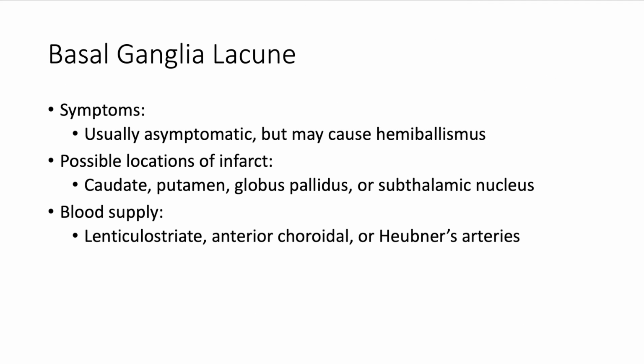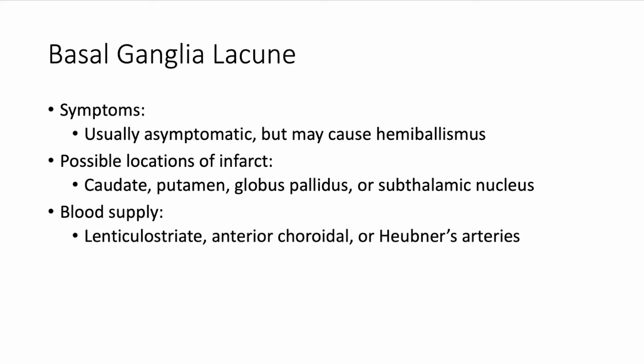Then finally, we have the syndrome of basal ganglia lacunes, which are usually asymptomatic, but may cause hemiballismus, which is a rare movement disorder characterized by sudden, involuntary, and violent flinging or jerking movements of one arm and/or leg. You've heard of people going ballistic, so now just think of someone going ballistic with these wild, flailing motions, but only on one side of the body.